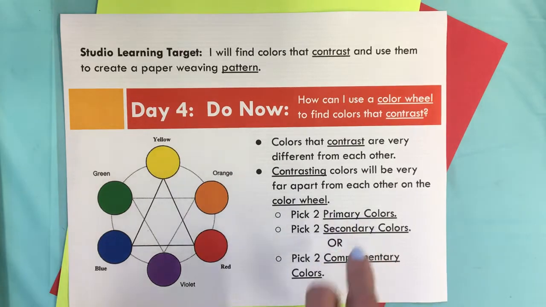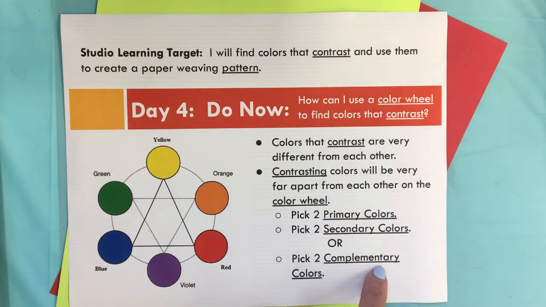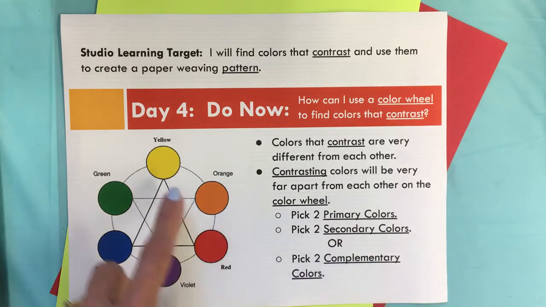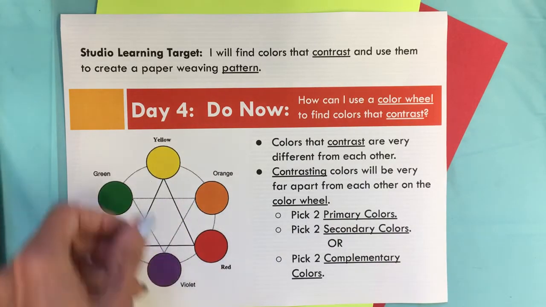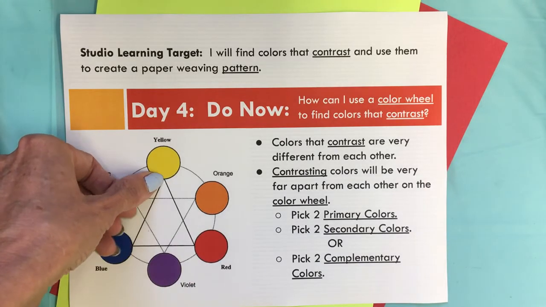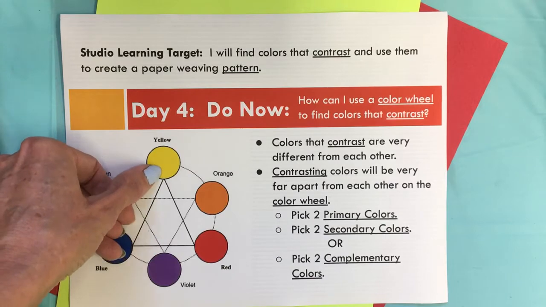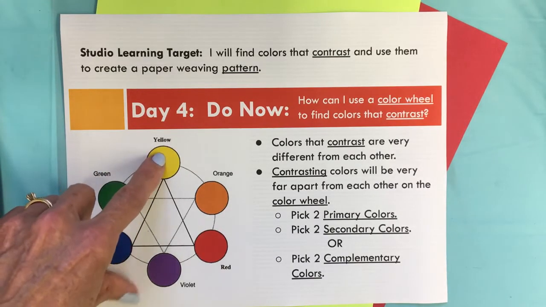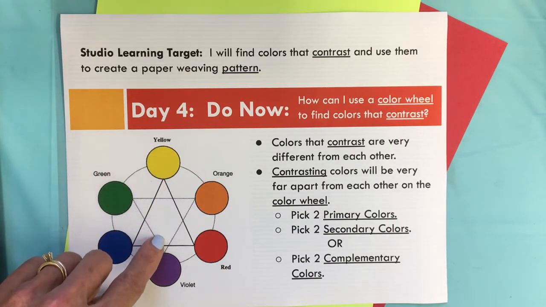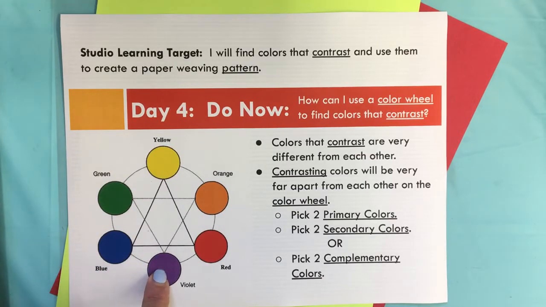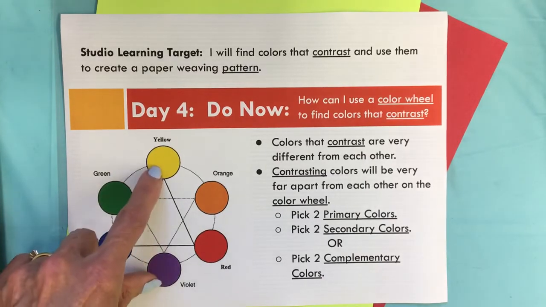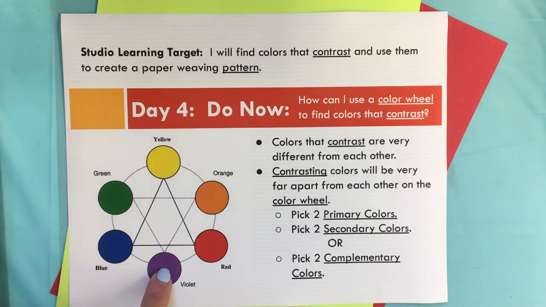My last choice would be colors that are called complementary. That's a really big word. Complementary colors are the furthest apart. They are the ones completely opposite each other. So if I look at the top, I see yellow. If I go right through the middle and way to the bottom, I see violet. So I could choose yellow and violet. Those colors are far apart.